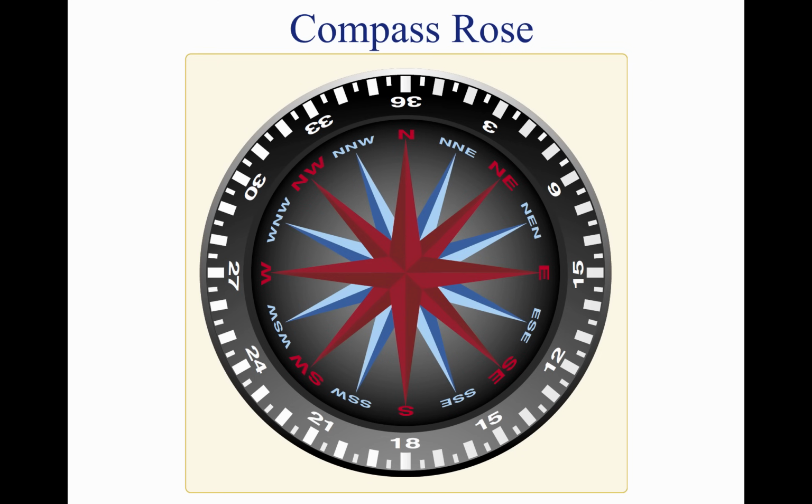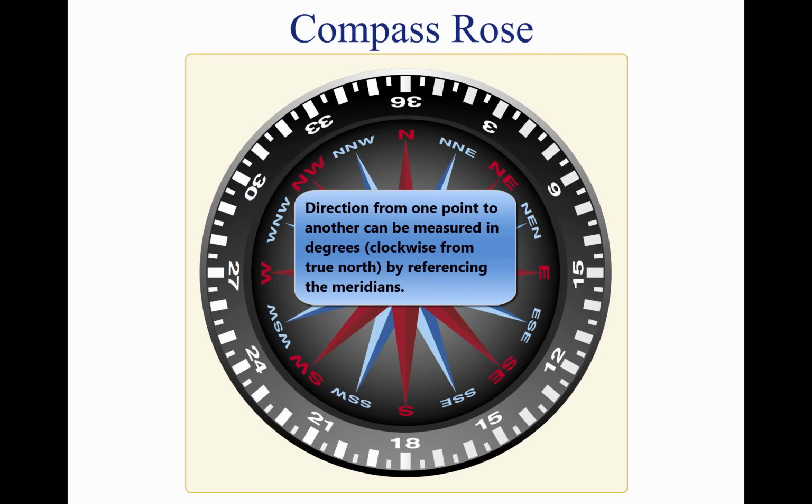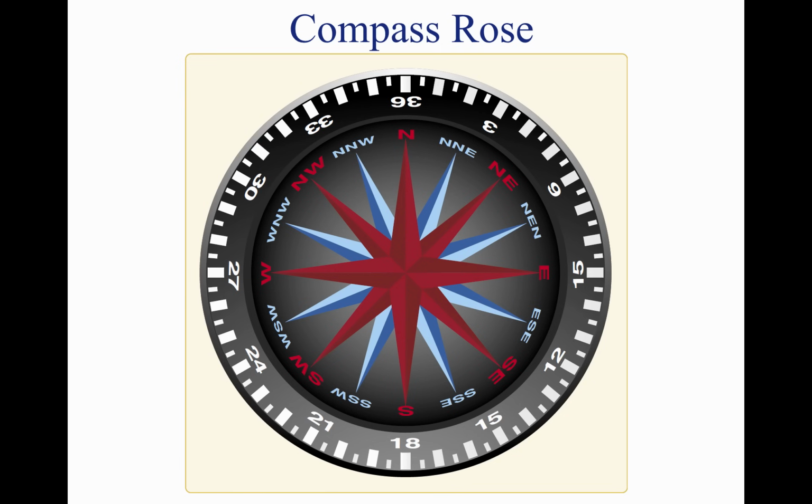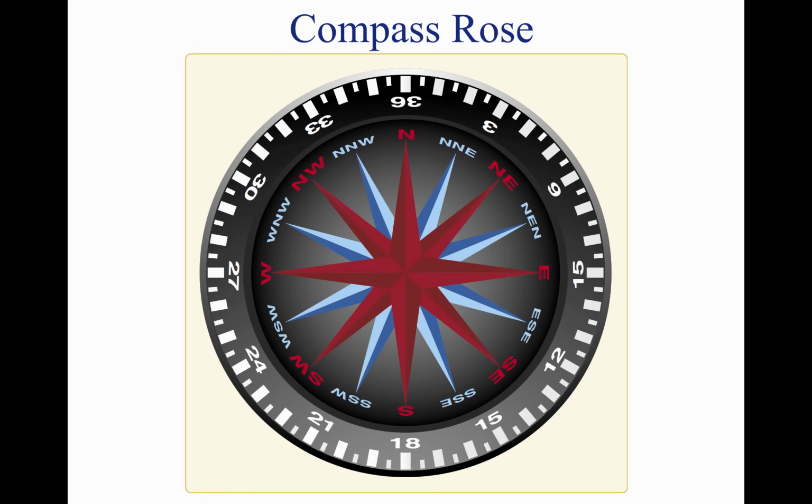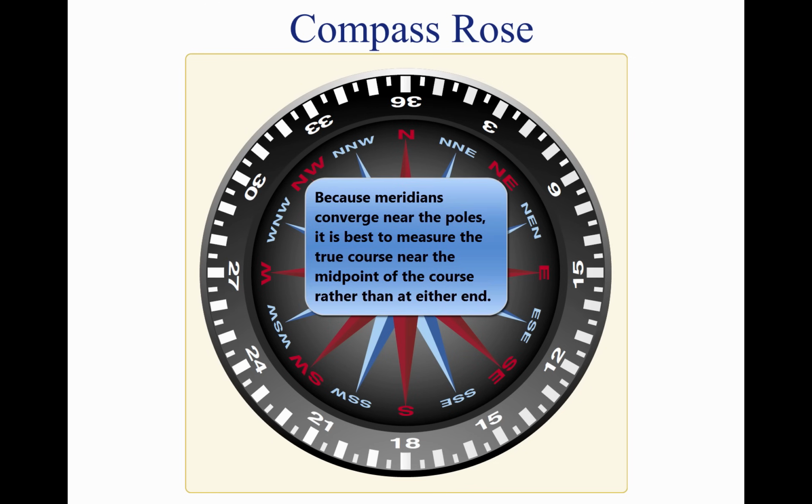Measurement of direction. By using the meridians, direction from one point to another can be measured in degrees in a clockwise direction from true north. To indicate a course to be followed in flight, draw a line on the chart from the point of departure to the destination and measure the angle which this line forms with a meridian. Direction is expressed in degrees as shown by the compass rose. Because meridians converge toward the poles, course measurement should be taken at a meridian near the midpoint of the course, rather than at the point of departure.